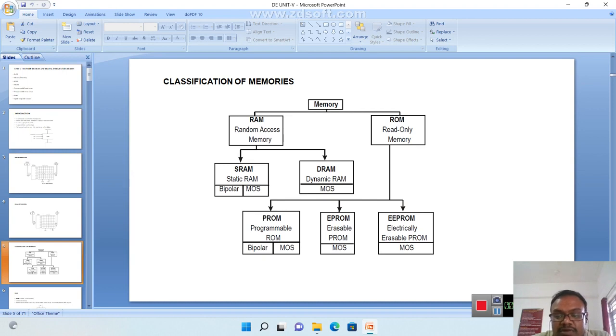Electrically erasable PROM is called EEPROM. Once again, PROM is programmable read-only memory. In EPROM, E is for erasable, so erasable programmable read-only memory. Then here, electrically erasable PROM. So here bipolar, MOS, and here MOS. These are all the classification of memories.